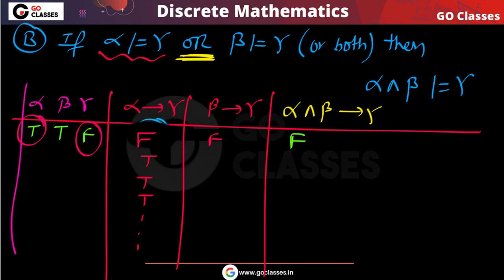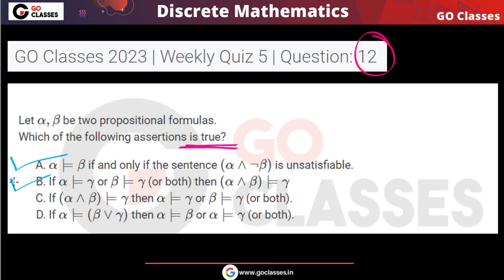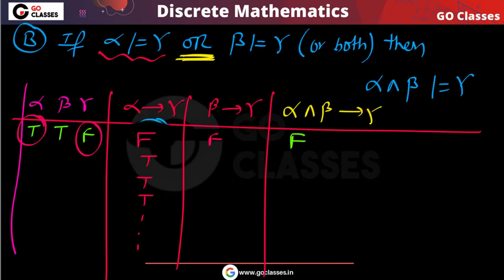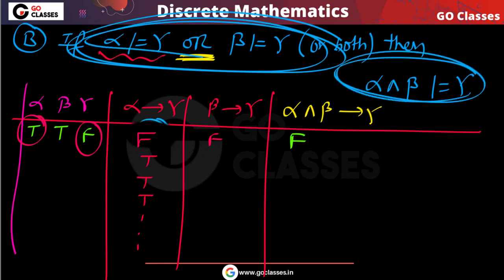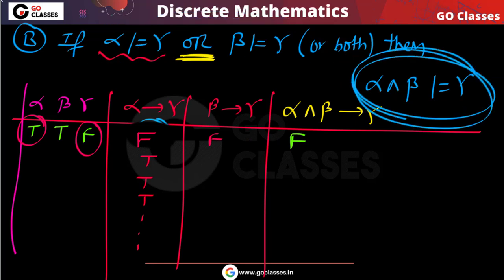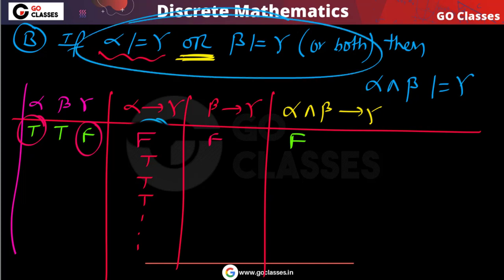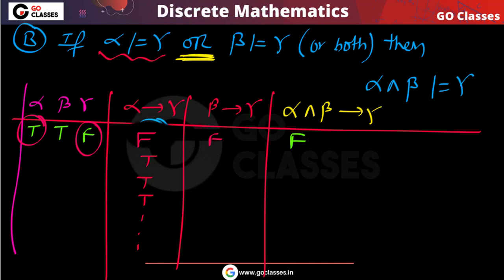So I can say option B is actually true, because after making it true, I cannot make it false. After making it true, I cannot make this false. So this is the idea.